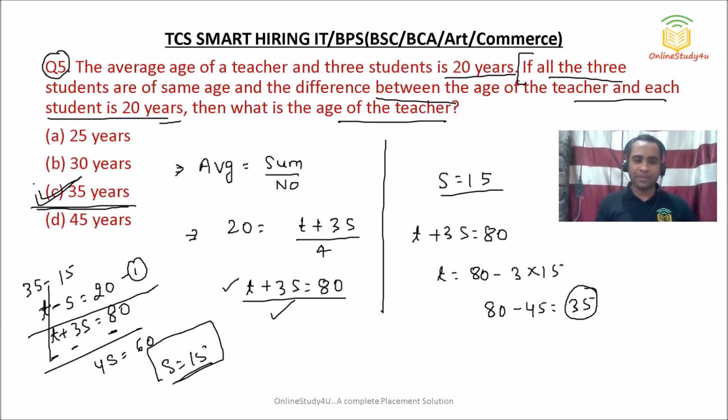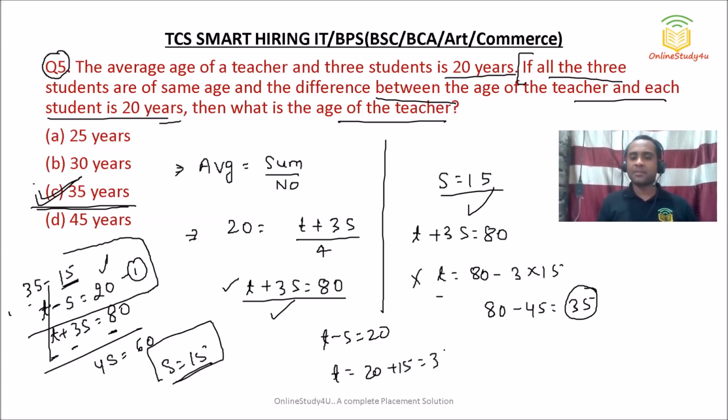So we could have directly calculated from here also, so no need of doing it like this. See, teacher age is 35, student is 15 and the difference is 20. So the teacher age will automatically become 35. We could have done it by this equation, which was more easy. T minus S is 20, and the student is 15, so T will be 20 plus 15, that is nothing but 35.